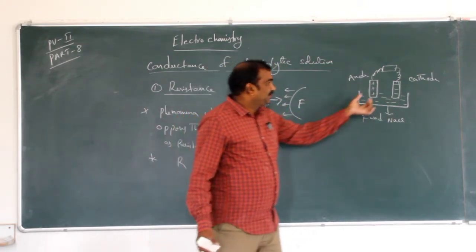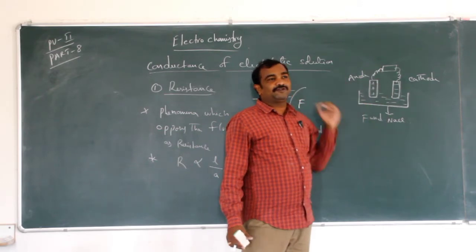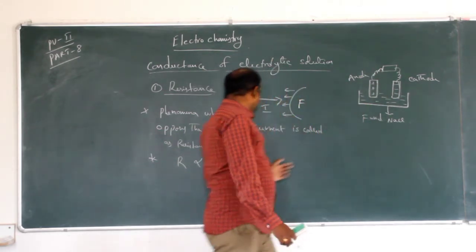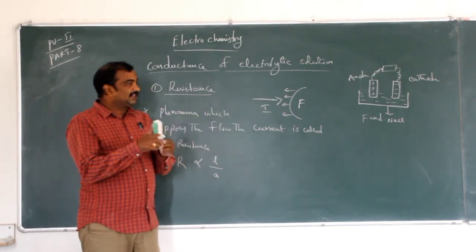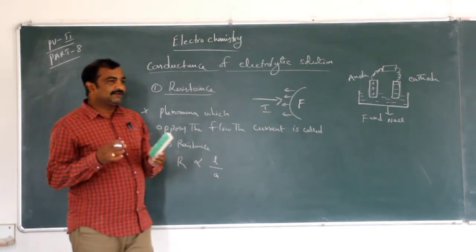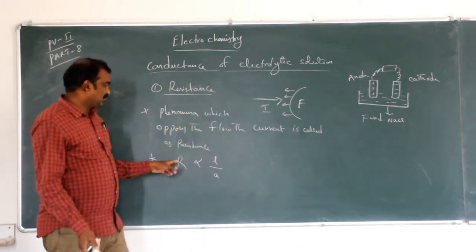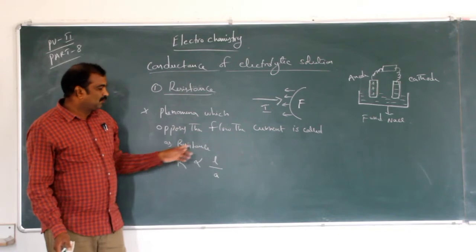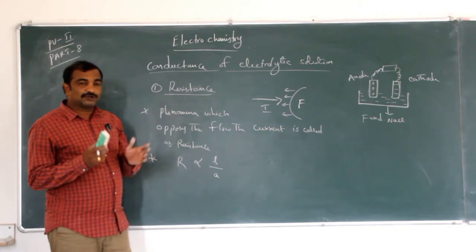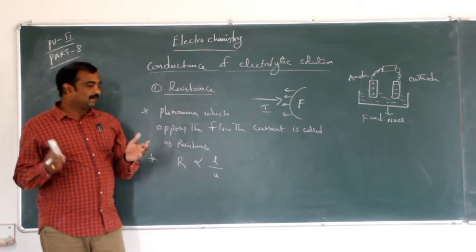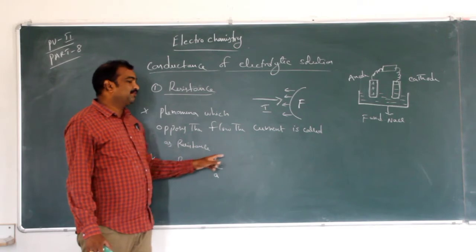That means if length is more, it opposes the flow of current. Look here. If length between the electrodes is more, then the force which opposes the flow of current will also be more. Like that, if length is more, the force which opposes the flow of current is also more. Due to that reason only, R is directly proportional to L.